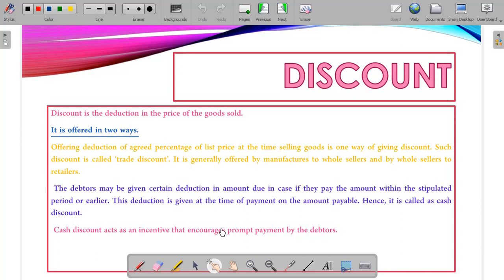Trade discount is not recorded in the books. However, it is calculated on the sales, but it will not be recorded in the books, which we will cover in the further chapters. And cash discount is always recorded in the books of both the parties. This is the basic difference between the trade discount and the cash discount. So we are done with the basic accounting terms in this video.